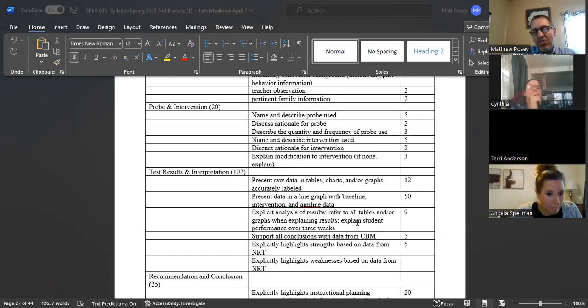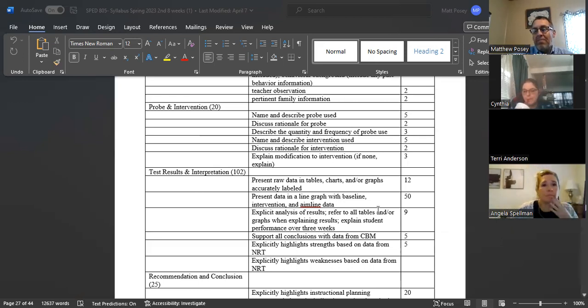Again, this is going to be very similar to the sections we've had before in your reports, with a couple of little items that differ. They're asking you to present data in tables, charts, and graphs, which you're used to doing. We've done it before. But they're also asking you to insert a line graph with baseline, intervention, and aim line data on it as well. I showed an example of that last week. I popped up a copy of a report to give you somewhat of an idea. As long as it depicts those specific items, you'll be fine.